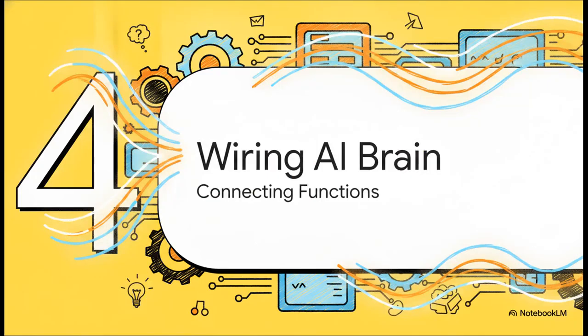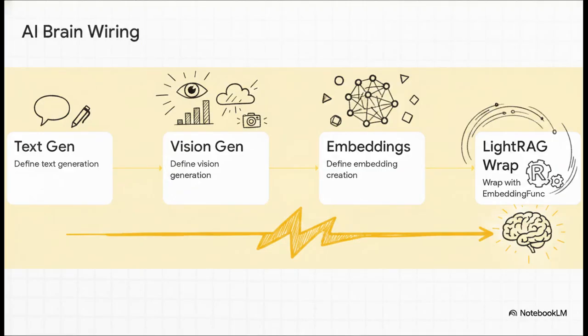Okay, Section 4, wiring the AI brain. Now it's time to connect the cognitive functions of our machine. We wire up the brain by hooking in clean OpenAI-powered functions. We explicitly define functions for text generation, vision generation, so the AI can actually see our charts, and embedding creation. Once those are defined, Step 4 is absolutely crucial.